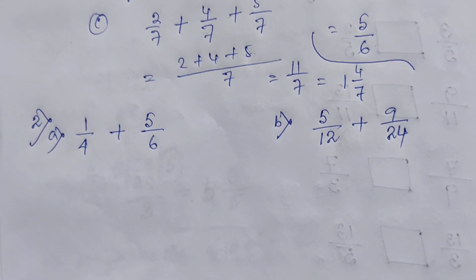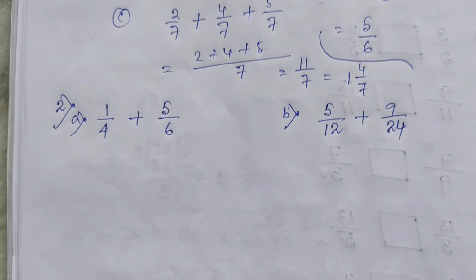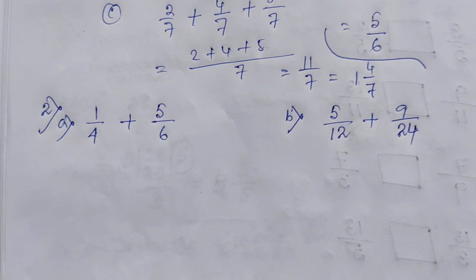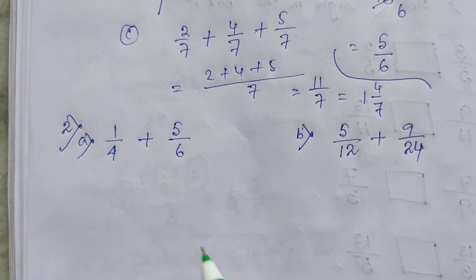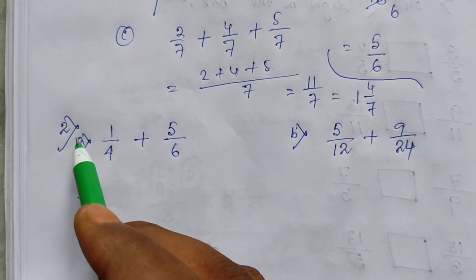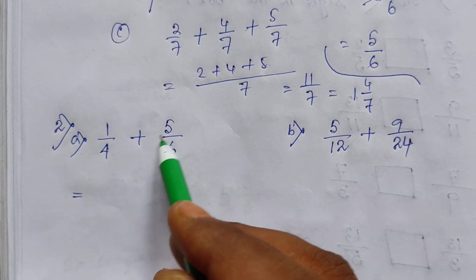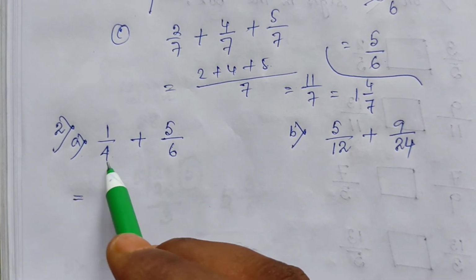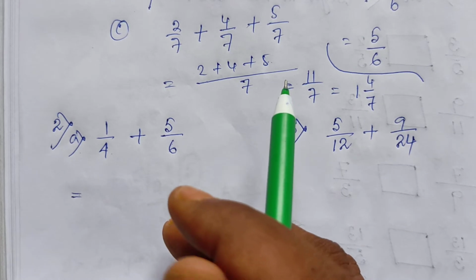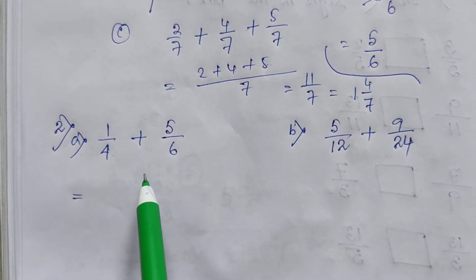Now another case. If the fractions are unlike fractions, then what will you do? First of all, the first case, number 1, 1 by 4 plus 5 by 6. Here you can see the denominators are not equal, so these are not like fractions. These are unlike fractions.